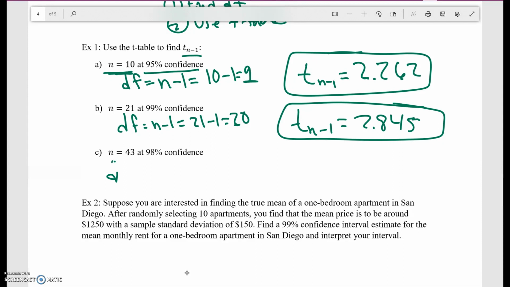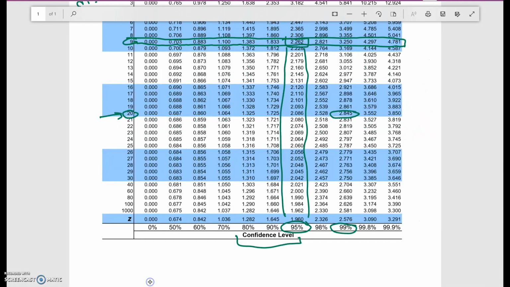So df is equal to n minus 1. We're going to take 43 minus 1, which is equal to 42. So what would t_{n-1} be? At 42, we're going to look at our t-table.